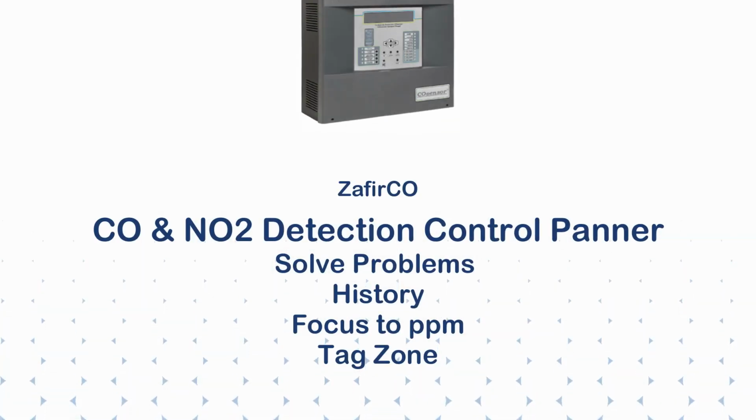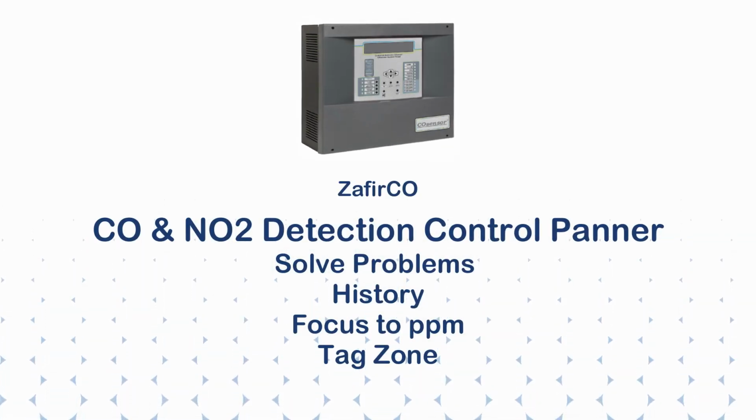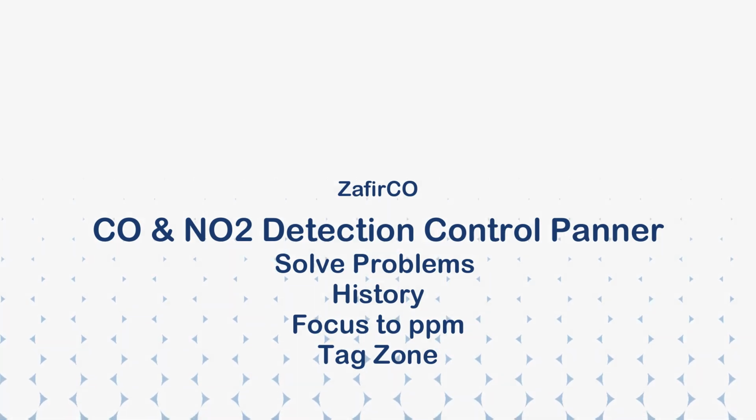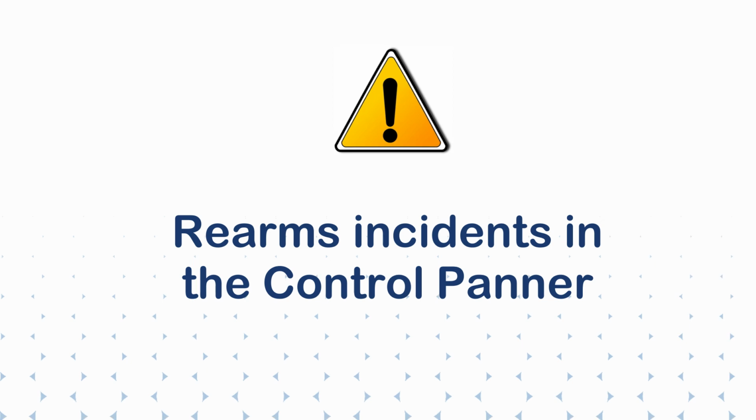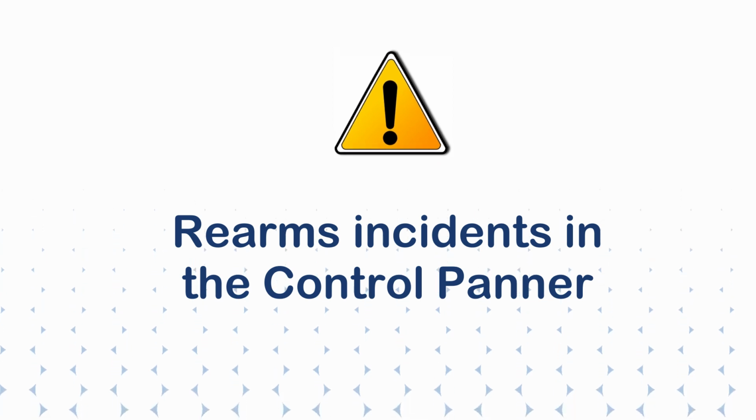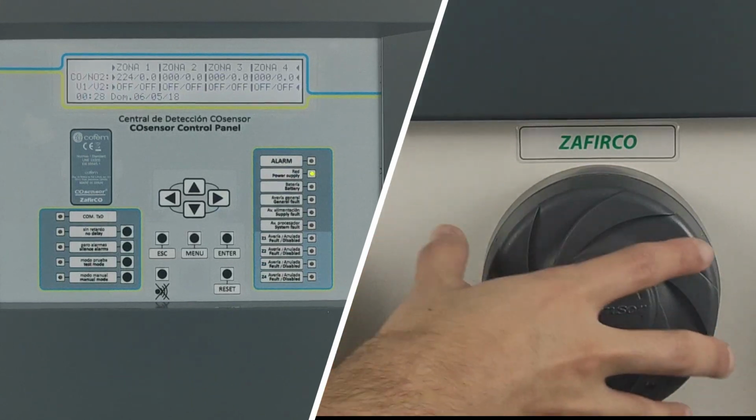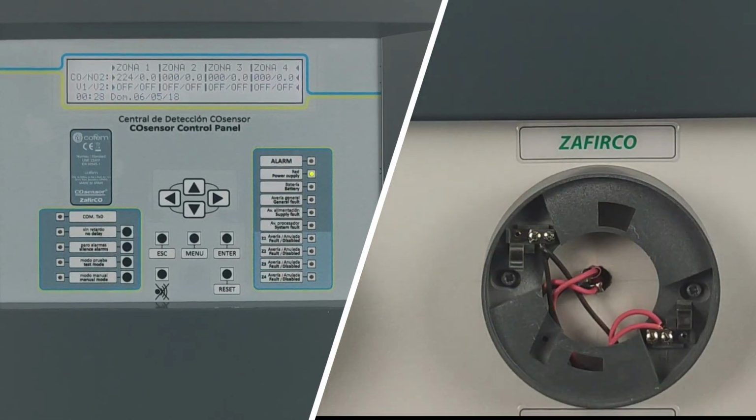In this video, we will teach how to use the carbon monoxide and nitrogen dioxide detection control panels. We will start by seeing how to solve an incident that the control panel's office tells us. As an example, we will cause a breakdown by removing a detector. The control panel will find an element that does not answer and will indicate the fault.